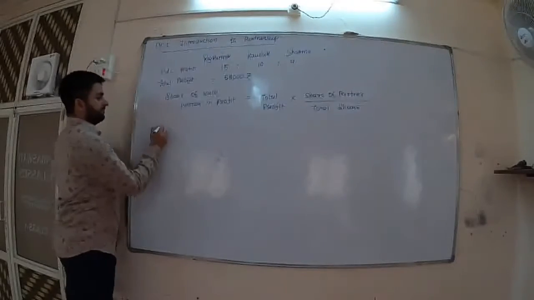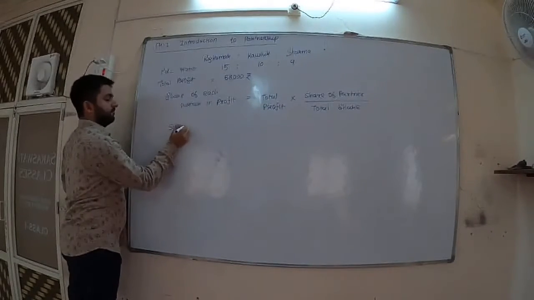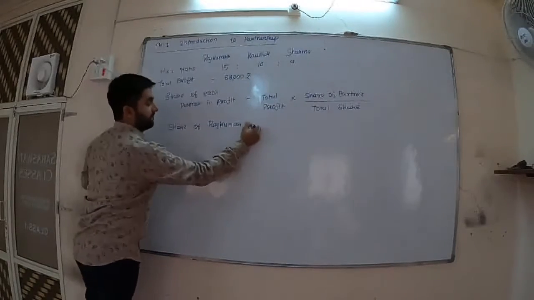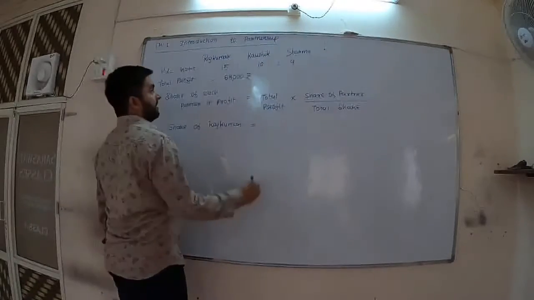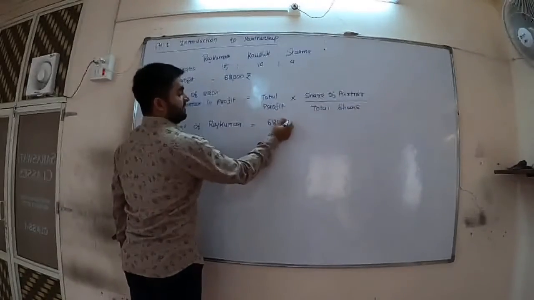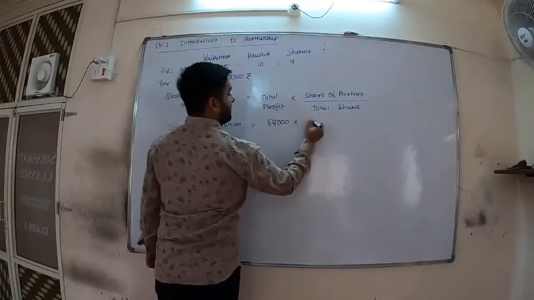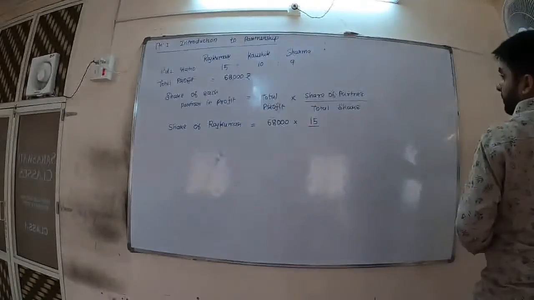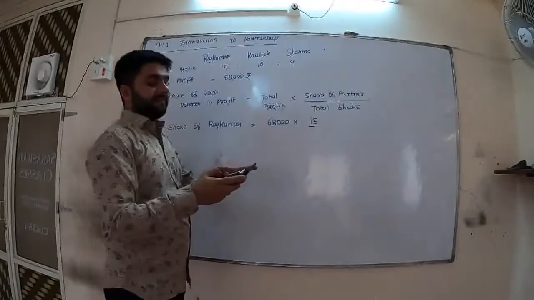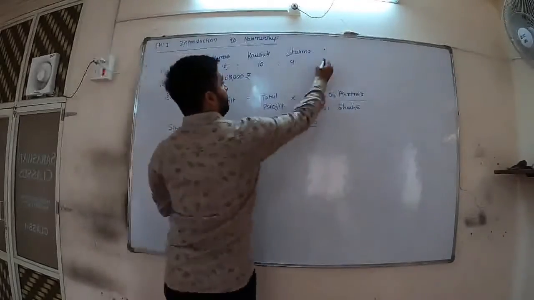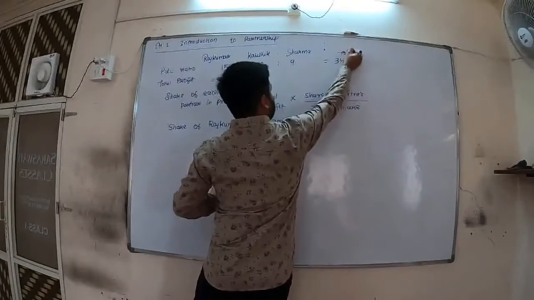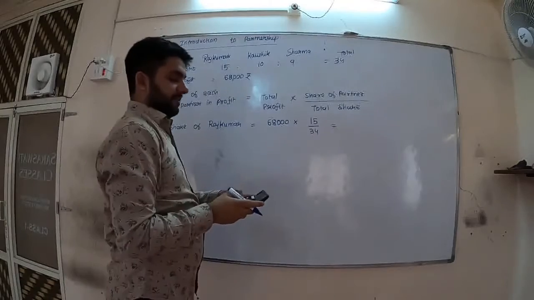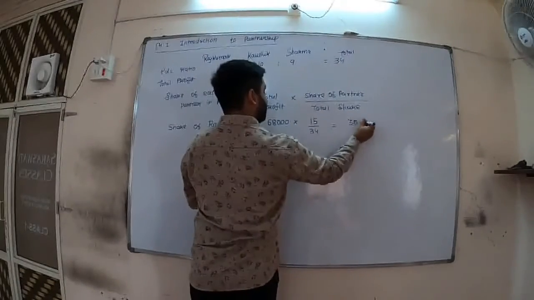Okay. Now, share of Rajkumar. Share of Rajkumar. 68,000 is total profit. Rajkumar's share is 15 and total share is, I think, 34. Total share is how much? 15 plus 10 plus 9. Total share is 34. Divided by 34. 68,000 into 15 divided by 34 is 30,000.